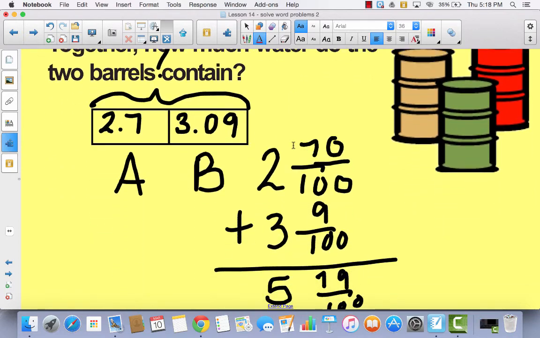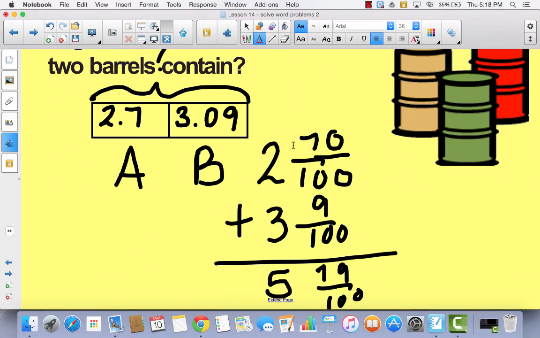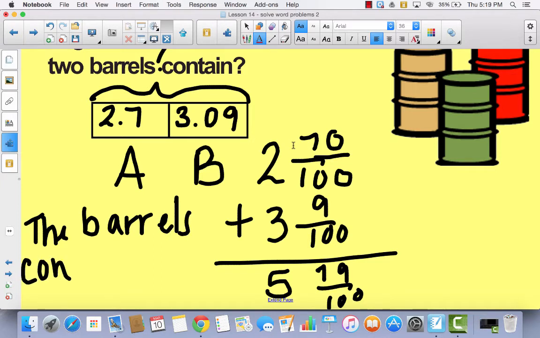So let's think about this for a minute. How much water do the 2 barrels contain? So let's write a sentence here. I'm going to write it over here. The barrels contain 5, and I'm going to go ahead and convert this back to a decimal, 5.79 liters of water.